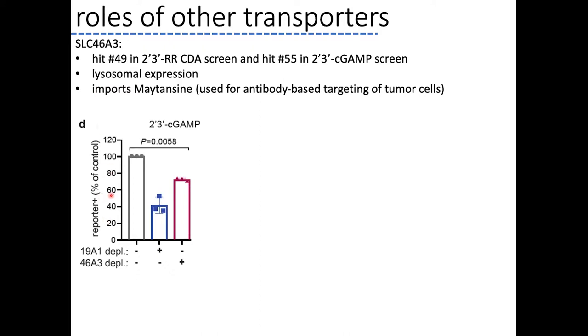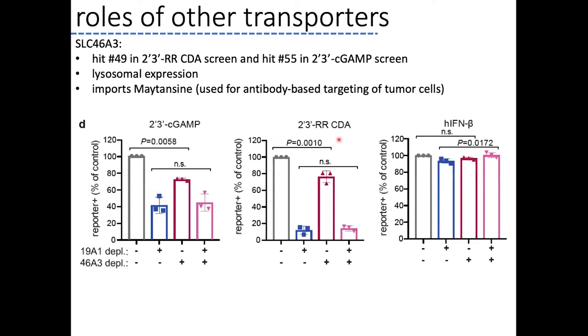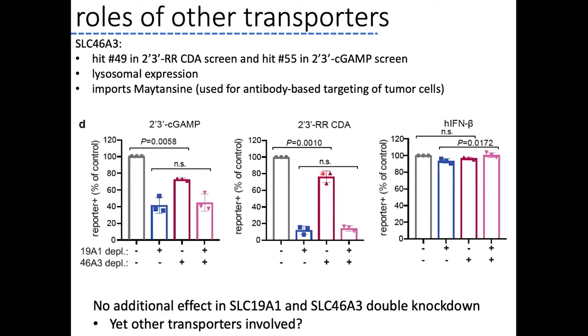So when we look at immune activation here by measuring reporter induction, we see that if we deplete SLC46A3, there's a nice reduction in immune activation, not as much as for SLC19A1. But if we deplete both SLC19A1 and SLC46A3, there's no additional effect. This is for cGAMP, but also for the synthetic CDN, there's no additional effect. And there's nothing going on when you stimulate cells with interferon, suggesting that the effect that we do see is specific for CDNs. So that, again, suggests that maybe yet other transporters are involved that we haven't found yet.